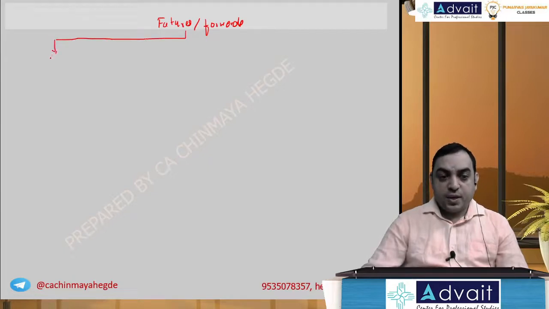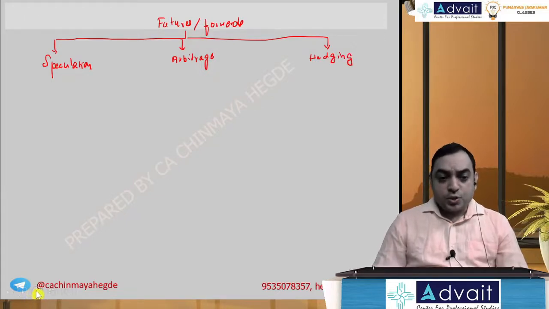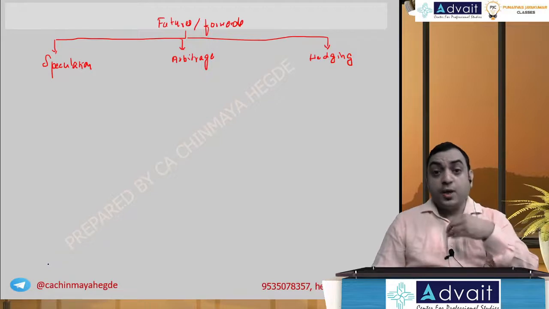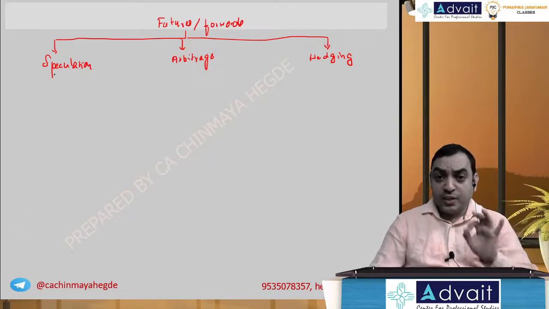One is speculation. Next we have arbitrage, and then we have using futures for hedging purposes. Now speculation means you are taking a position. What is the position? You are expecting the futures market price to go up. You need to take a position.